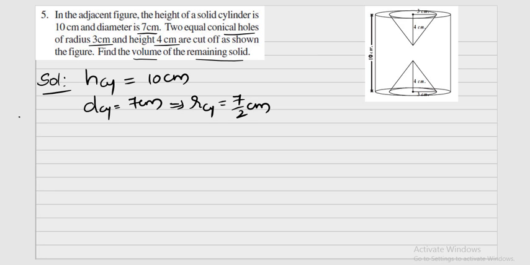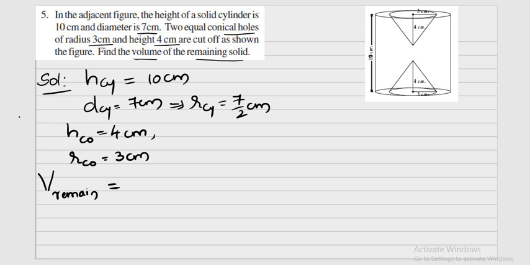Okay, after this, what do we need to find? We need to consider the terms of the cone. What is the height of the cone given? The height of the cone is given as 4 centimeters and the radius of the cone is given as 3 centimeters. So these are all the things that are given here, right? Now what do I need to find? The volume of the remaining solid.